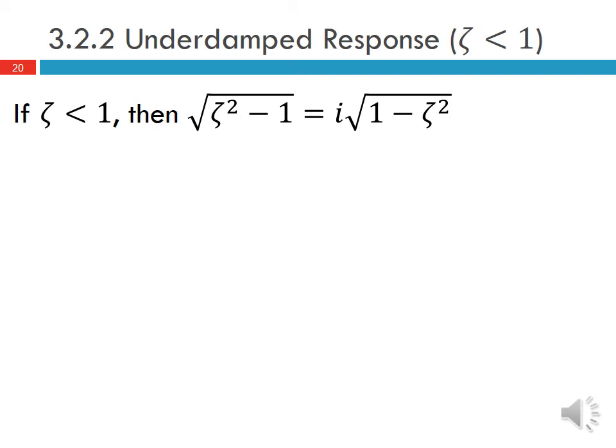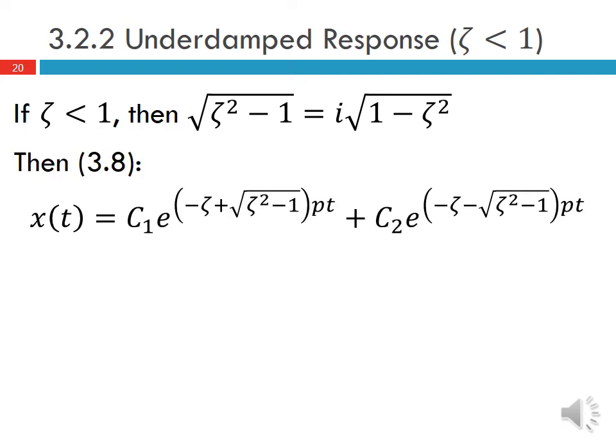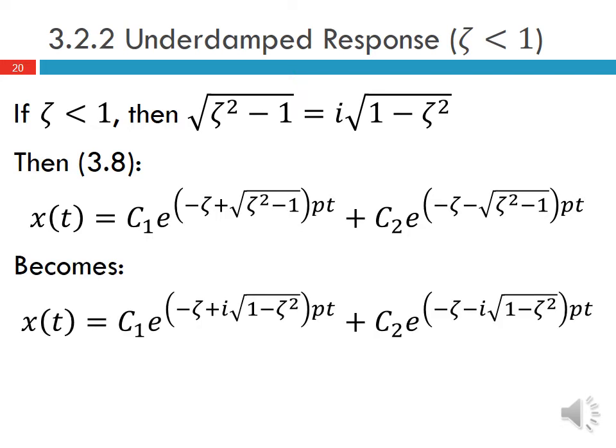So if zeta is less than 1, then that means the square root of zeta squared minus 1 is equal to i times the square root of 1 minus zeta squared. So then we can rewrite our expression for the total response of the system as shown here. This is what we had before, and if we know that zeta is less than 1, then we can rewrite it as this here.